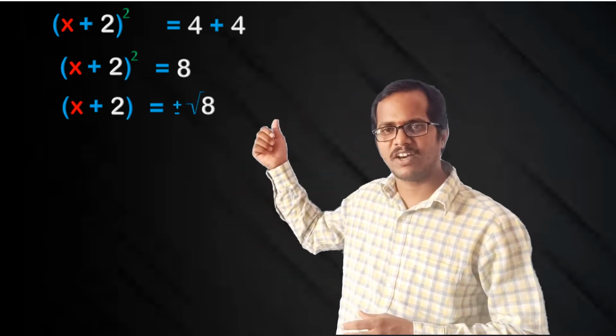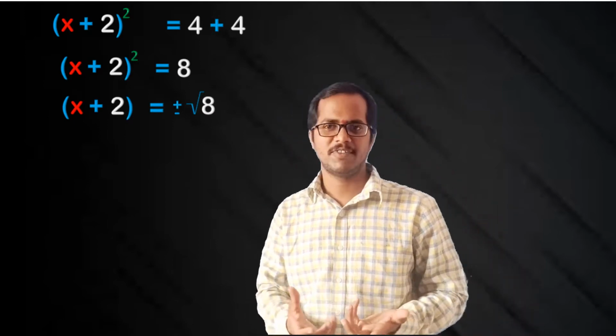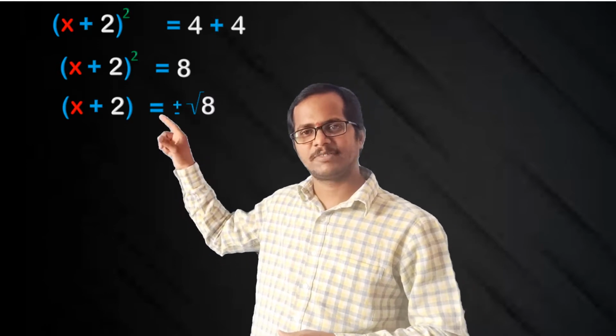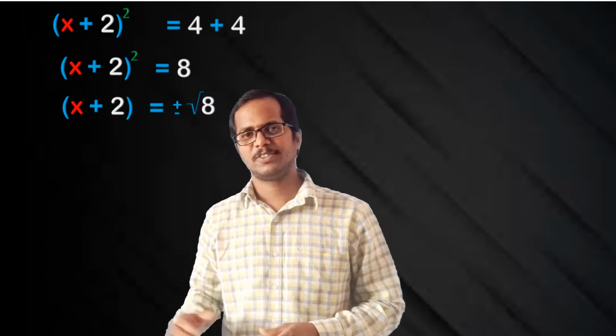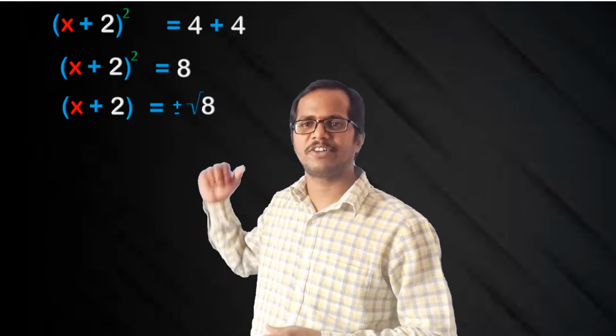So we get square root of 8. And here the square root can take either a positive value or a negative value. We know that. So here we can take the root of 8 as positive or negative, so we can write plus or minus square root 8. So now we have x plus 2 equals plus or minus square root 8.